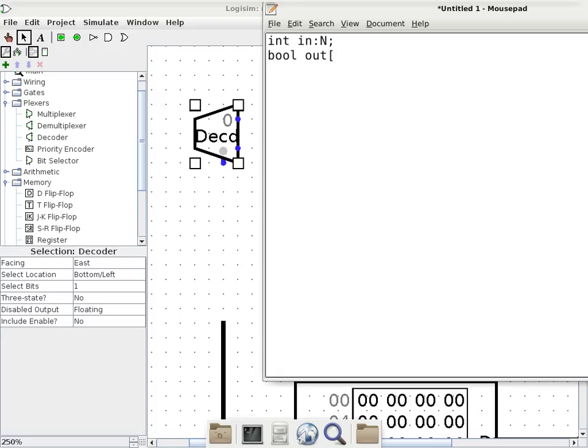So the output is going to be 2 to the power of n, because with n bits, you can control 2 to the power of n individual bits. Are we understanding this part okay? 2 input bits, 4 outputs. 3 inputs, 8 outputs. 4 inputs, 16 outputs, and so on. Are we doing okay? So the logic to do this is basically saying, out bracket in is the only one that gets a 1. Okay?